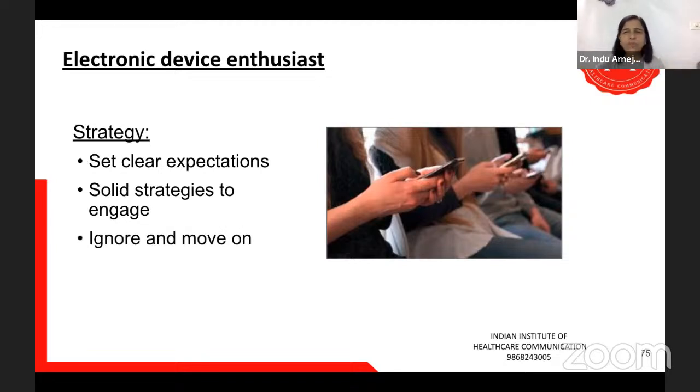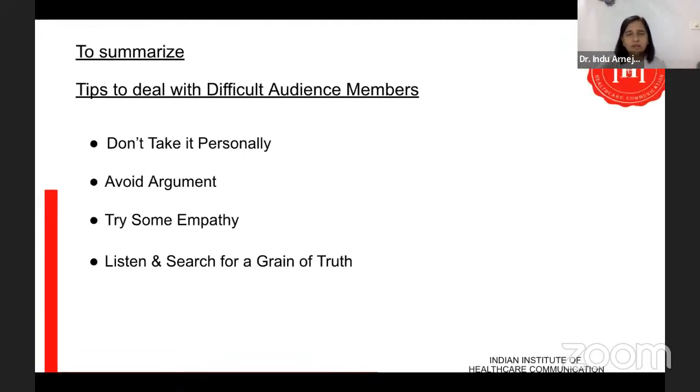Sometimes if one or two people are not agreeing, I think you have to ignore and move on, because of them you can't disturb your session. There will be some adamant people who will not listen, but there's no point going after them. You will actually be derailing your program. So sometimes you can also ignore.